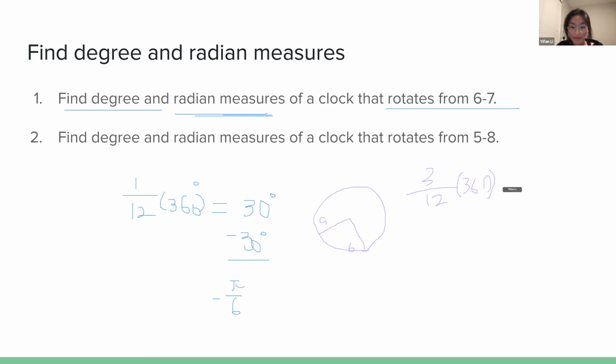Equal 90 degree, right? Negative. Negative, because you rotate the opposite way. Yeah, because we usually measure the degree from here to here, but right now it's opposite, you know. So it's negative. Oh, okay. So it's negative 90 degree.